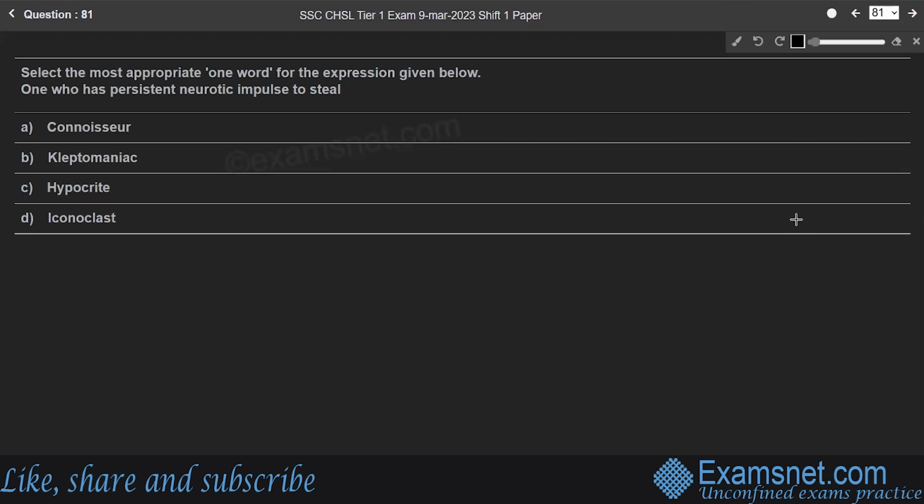Question 81. Select the most appropriate one word for the expression given below. One who has a persistent neurotic impulse to steal is called a kleptomaniac. Option B is the right answer. Kleptomania is a mental disorder characterized by an irresistible urge to steal items that are not needed or have little value. So it is an irresistible urge to steal items.